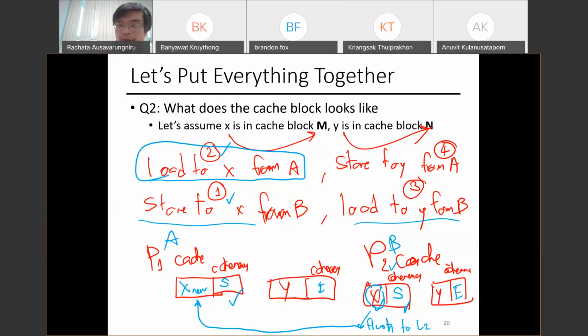The next operation is store to Y from A. Y says, hey, I want to write my version of Y to the memory. When I do this, it means that I modify the data. Everyone else that sees this modification will say, hey, I don't have the most updated copy of the data anymore. I have to invalidate my cache block. That's it. Any questions here?